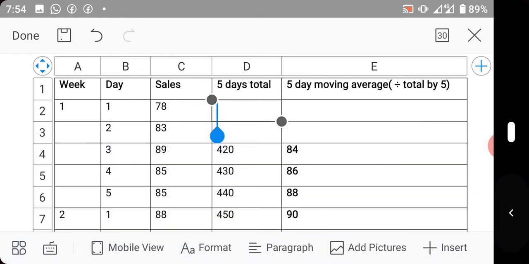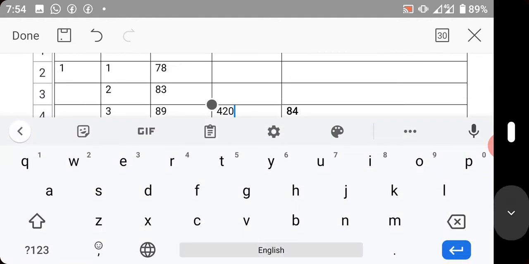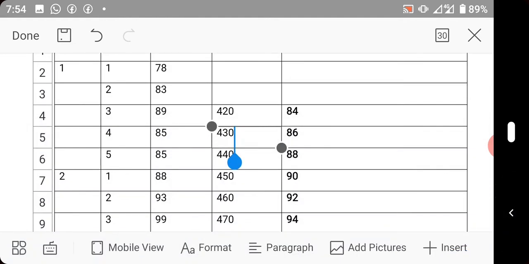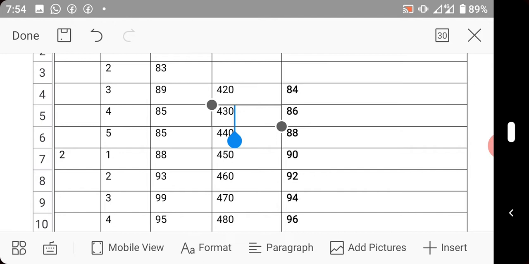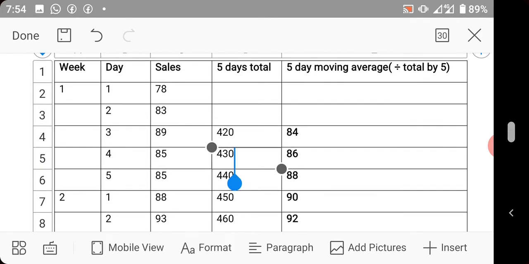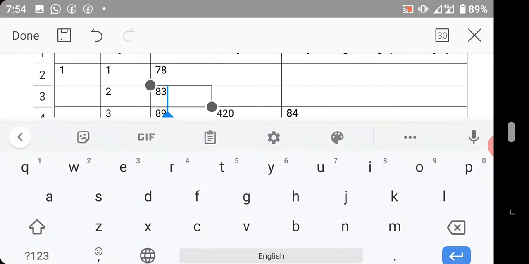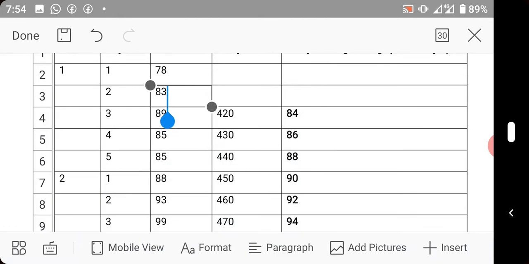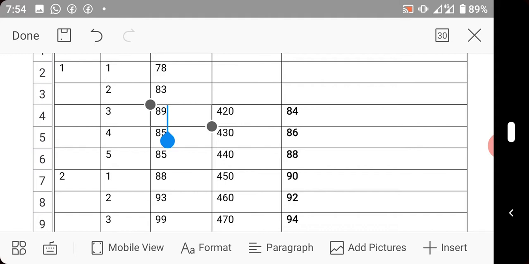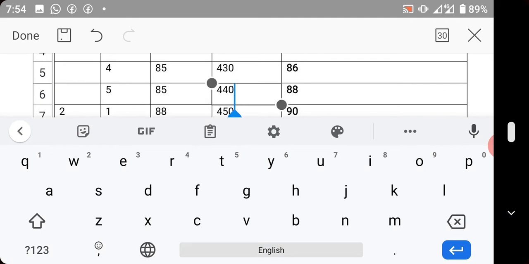So the midline is the third line where this 420 is. Now to get 430, you add the second. You don't count the first number. You count 5 numbers following the first number. So you add 83 plus 89 plus 85 plus 85 again plus 88. That will give you 430.